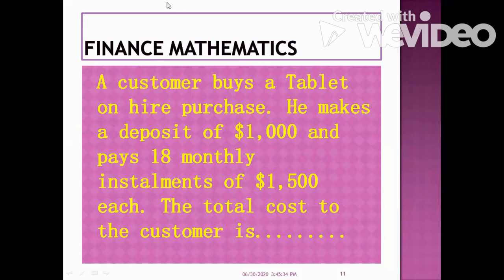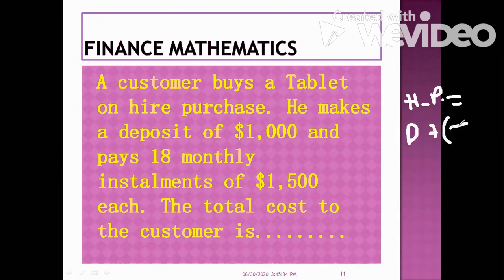Alright, so in this question they're talking about hire purchase. Now there's a formula for hire purchase. Hire purchase is equal to deposit, plus your installment multiplied by the number of months.